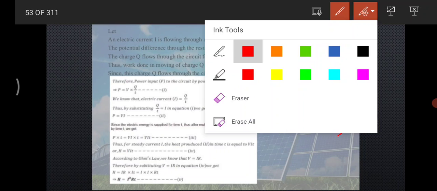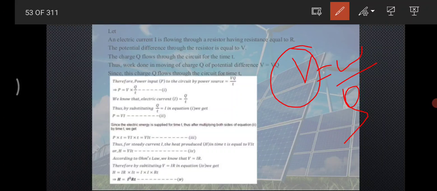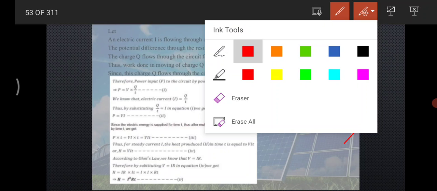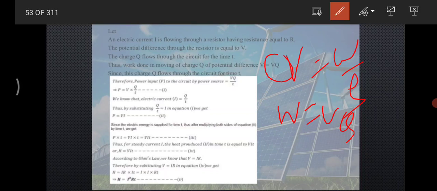We have already studied the voltage formula, V equal to W by Q, work done upon unit positive charge, while studying potential difference. From this we can say that work done can be written as W equal to V into Q. So whatever work is done is given by V into Q.